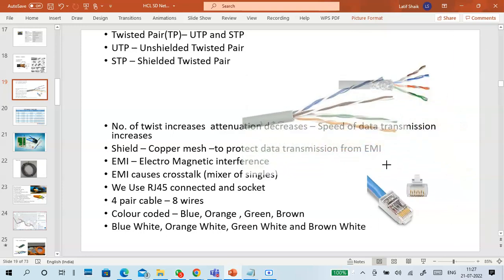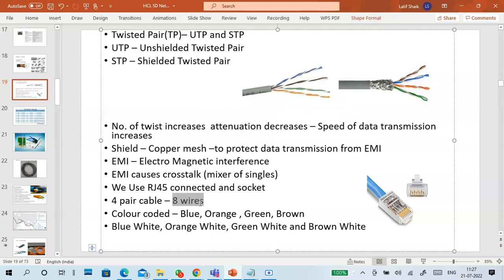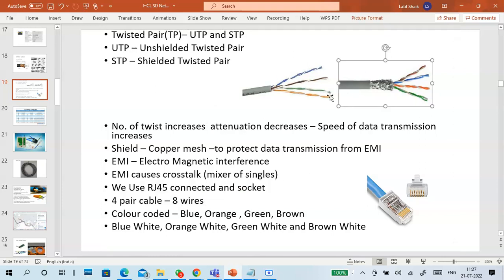It is generally an eight-wire cable, so eight wires are there. It is called a four pair cable. Twisted pair comes in two types: UTP and STP cables.